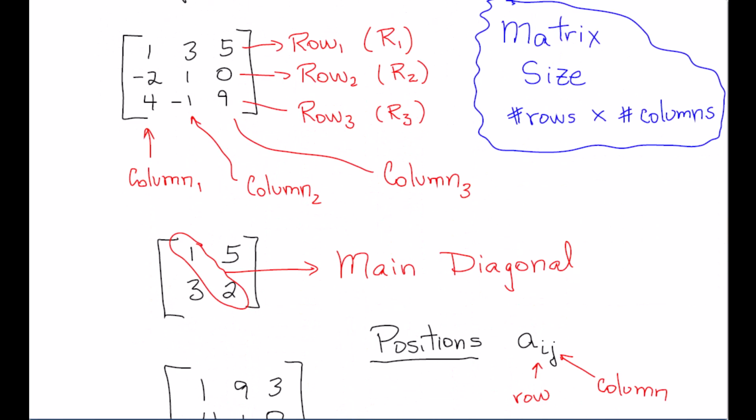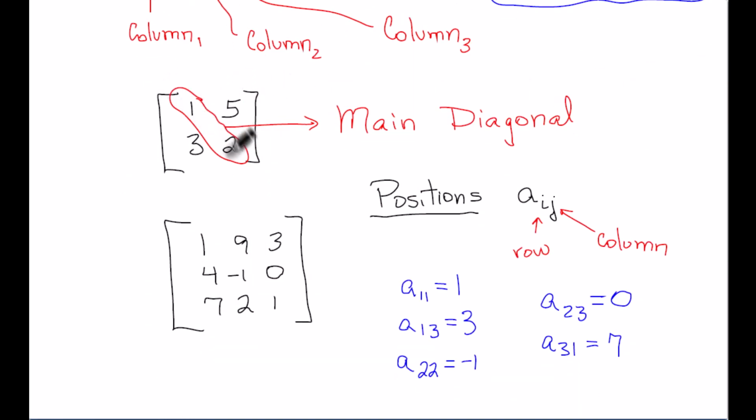If I look down the main diagonal of the matrix, like here, 1 and 2, this is called the main diagonal, going from the top left to the bottom right. Now, typically, we only talk about the main diagonal if the matrix is square. Now, what do I mean by square? Well, the matrix is 2 by 2, 3 by 3, 10 by 10. It has the same number of rows and columns.